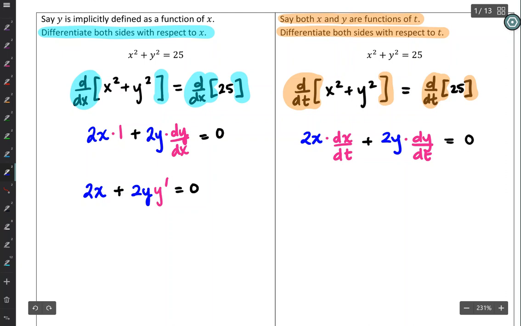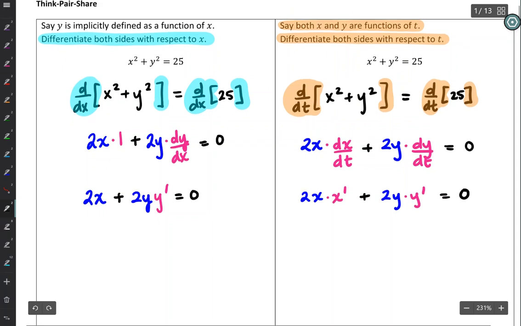And an alternative notation here, if I want to use x prime instead of dx dt, I'm welcome to do so. I just need to know that it's the rate at which x changes with respect to time, because x is a function of time. Same thing if you want to use y prime instead of dy dt.